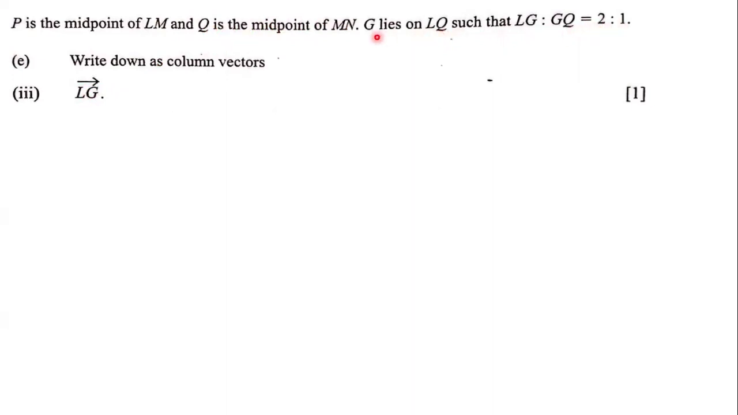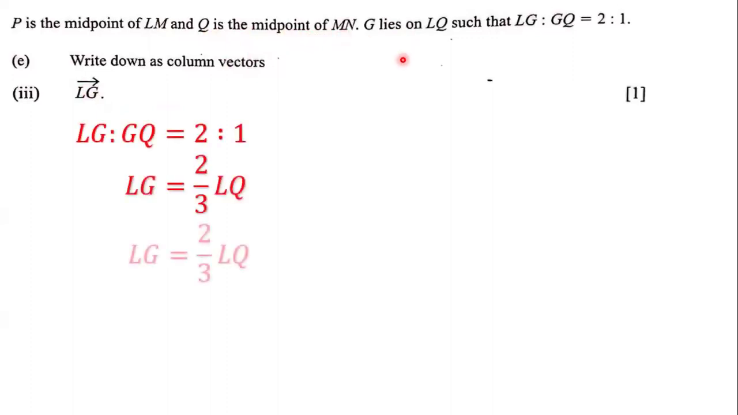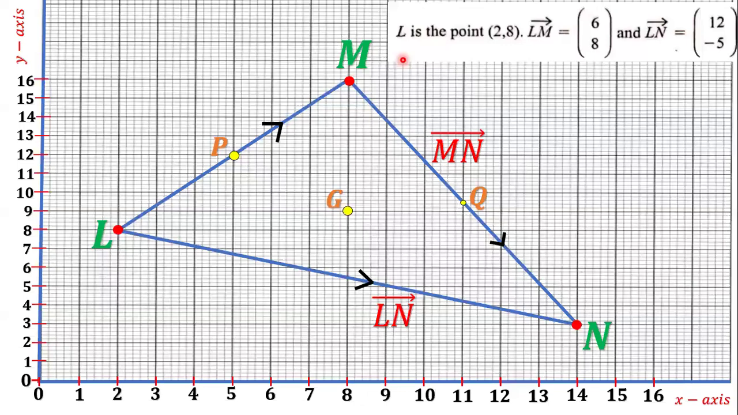So the first thing that we need to find, even before we figure out what LG is, is what Q is. Let's figure out what Q is, and then that will help us figure out what LG is. They said that Q is the midpoint of MN. So how do we know what Q is?